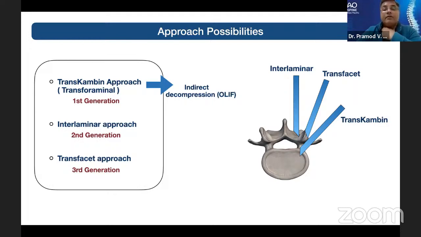So whenever there is not much of posterior compression with the hypertrophic flavum or subarticular stenosis, this is the approach which I would prefer to go in. And the rest of the tools can cause direct decompression of the neural structures.